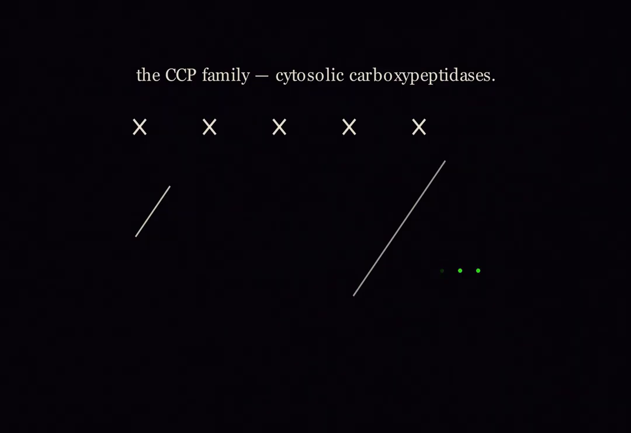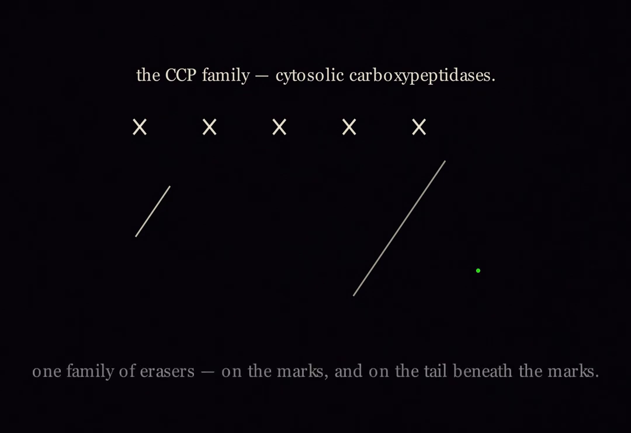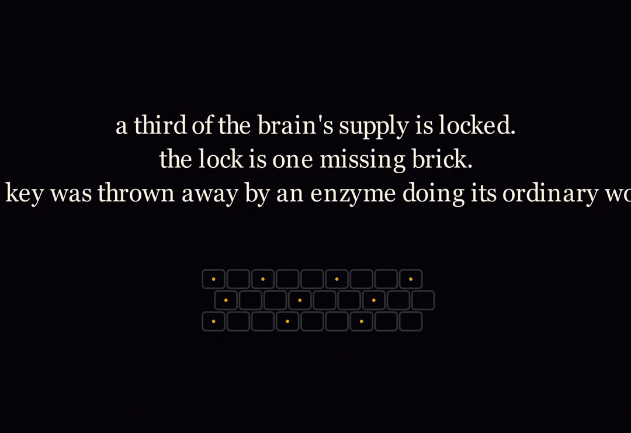Hold three facts together. A third of the brain's supply is locked. The lock is one missing brick, and the key was thrown away by an enzyme doing its ordinary work. There is no drama in the mechanism, and that is exactly the point. Permanence in this cell is not a special event. It is what happens when one ordinary erasure meets one strict requirement of one repair enzyme.